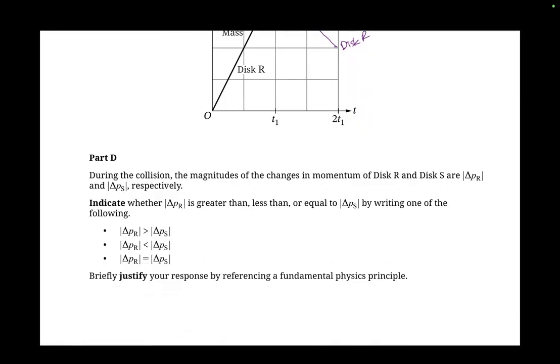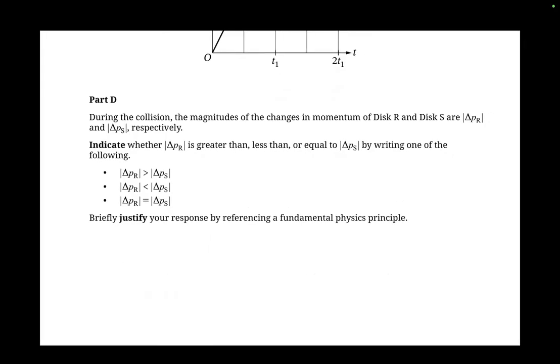All right, on to part D. During the collision, the magnitudes of the changes in momentum of R and S are delta PR and delta PS respectively. Indicate whether delta PR is greater than, less than, or equal to delta PS. All right, let's do that. So because it's an isolated collision, they should actually be the same. There are probably at least two ways you could argue this, probably more.